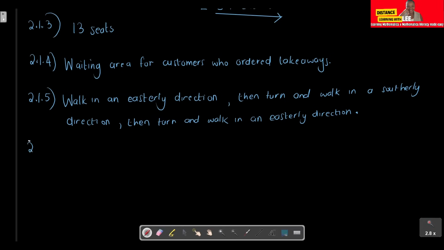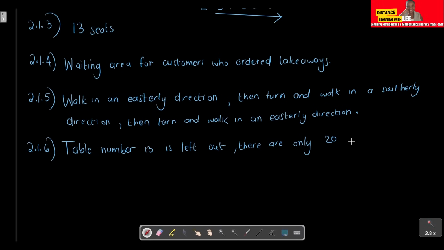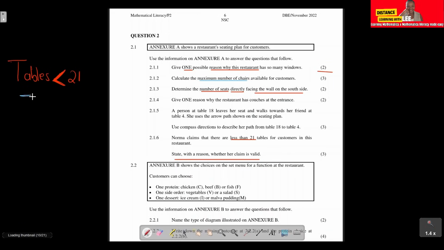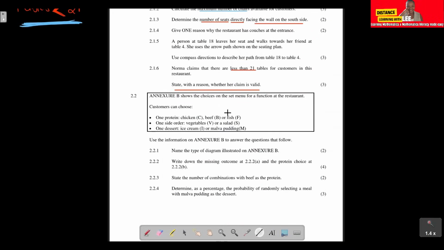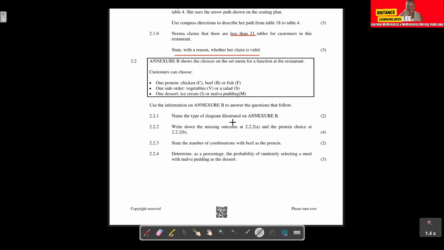So we're going to write that down. Question 2.1.6. Table number 13 is left out. There are only 20 tables, meaning that her claim is correct. Remember, she claimed that we've got fewer than 21 tables, and we counted 20 tables. Therefore, her claim is correct. We do have less than 21 tables. All right, and that is it, guys, for question 2.1.